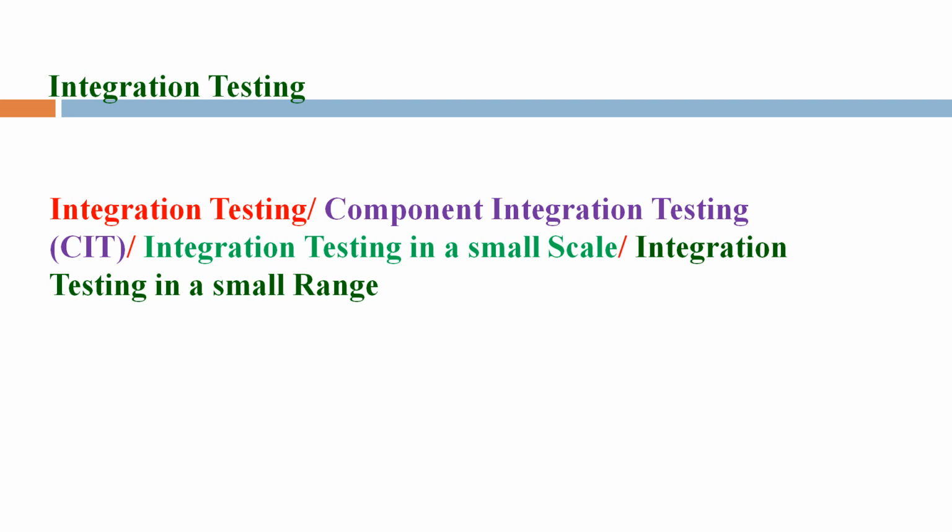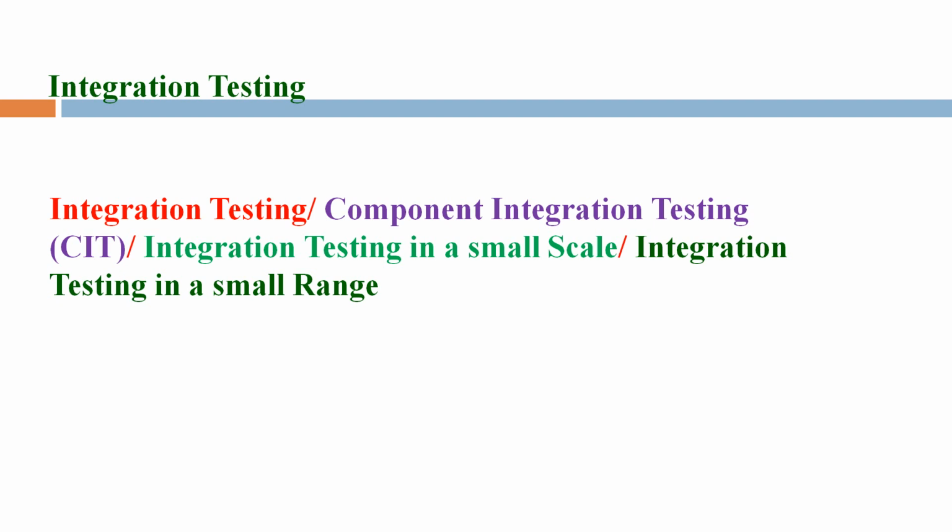Now, integration testing. What do you mean by integration testing? Integrating all the components and, after completion of integration, doing testing. That is called integration testing. In integration testing, the modules or programs or elements or components will be integrated. That is why this integration testing is also called component integration testing, shortly called CIT.